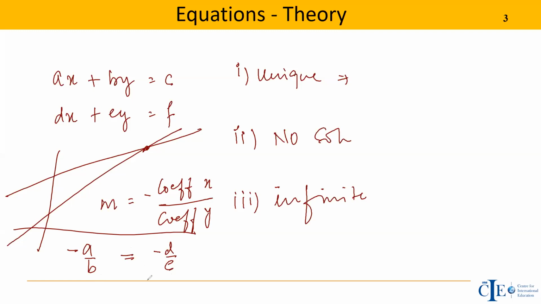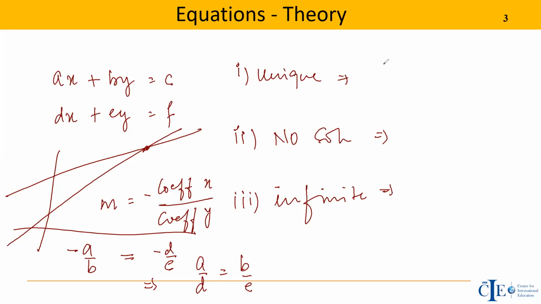Now, in order to simplify it further, we can rearrange it and write it as a by d and b by e, because that is simply the ratio of the x coefficients and the ratio of the y coefficients, right? So hence the conditions that we will derive. In order to have a unique solution, there is no need to actually solve the equations and check whether you're getting a unique solution, no solution, or infinite.